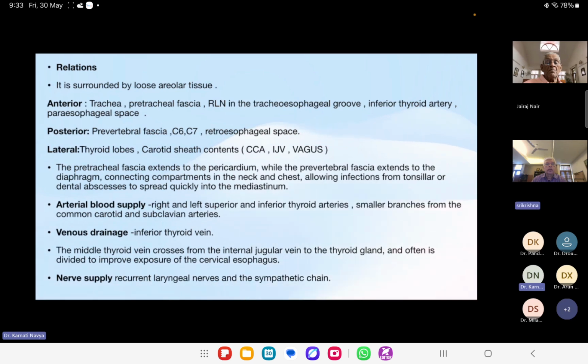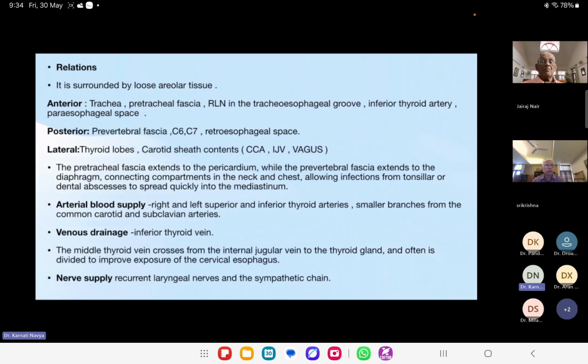So, arterial blood supply. Somebody is saying the slides are not visible. Checking in my other phone also, sir. It is visible to me. It's okay with us. Okay, carry on.